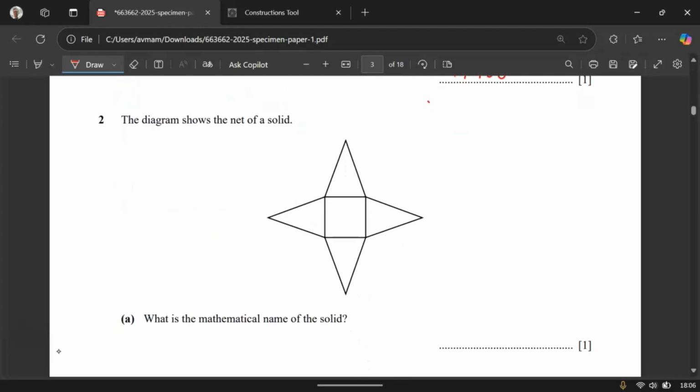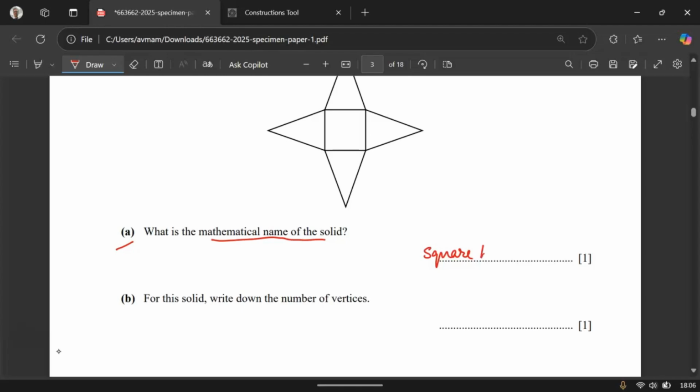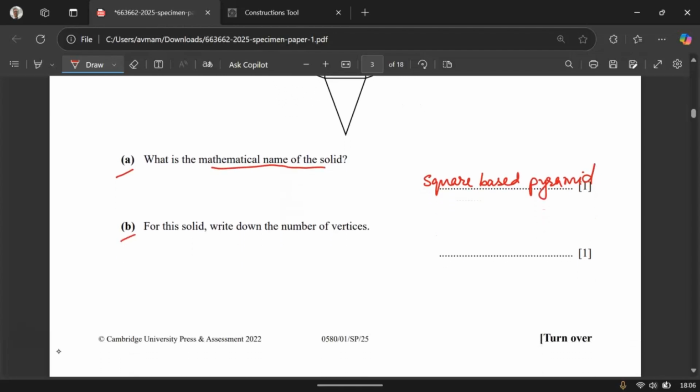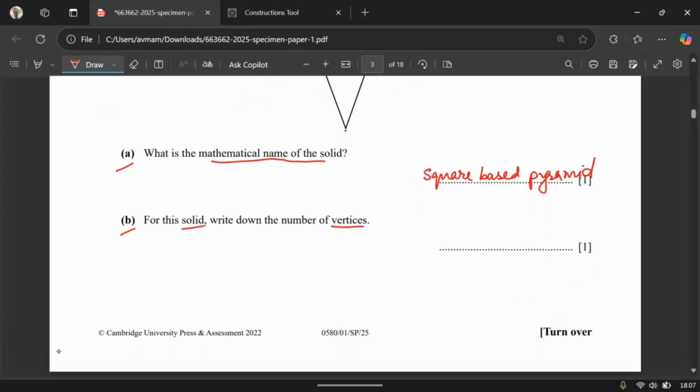Question number 2. The diagram shows the net of a solid. What is the mathematical name of the solid? Square-based pyramid. Part B, for this solid, write down the number of vertices. Vertices are the corners, 1, 2, 3, 4, and when you join the top, the apex, that's going to give you the fifth vertex, and it has 5 vertices.